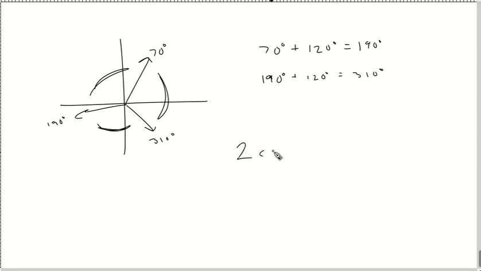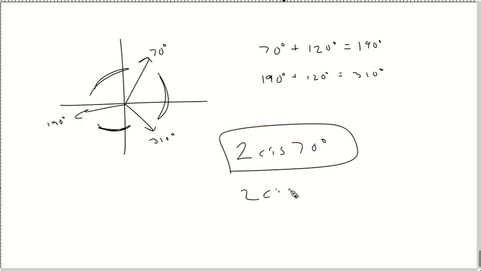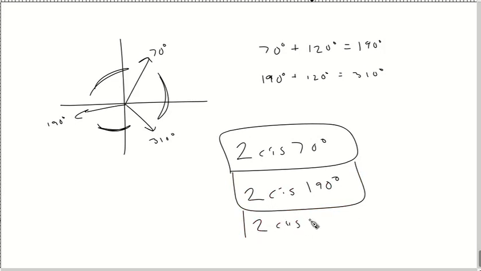So I've got 2 CIS 70. I've got 2 CIS of 190. And then I've got 2 CIS of 310. And there we go. There's your 3 answers. 3 answers, 3 slices, 3rd root.